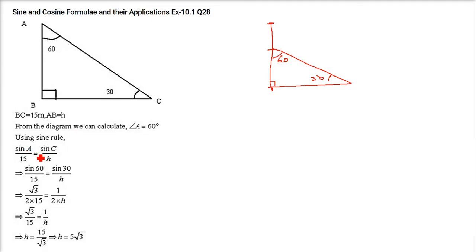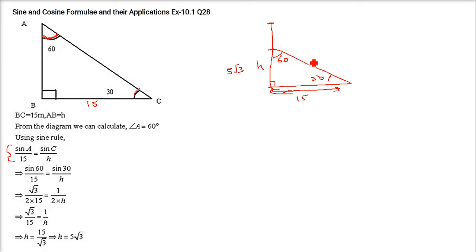So first of all, we'll use the sine rule. From here to here, the distance is 15. So sine A by sine this 15 is equal to sine C by this height h, right? So h will be what? If you solve it, h will be 5 root 3. Now this h is 5 root 3.